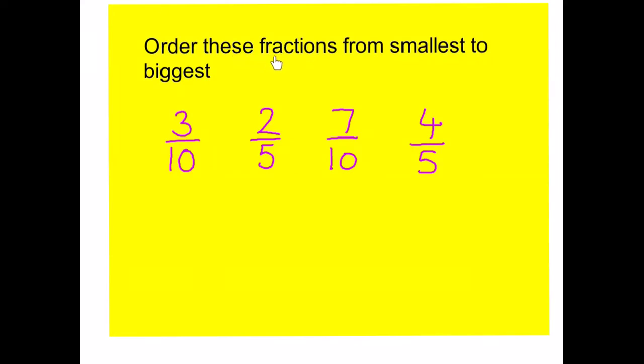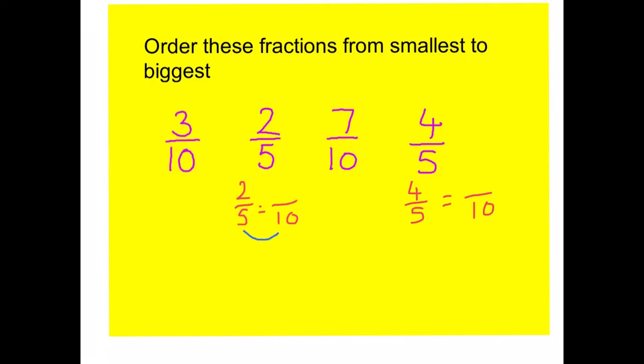Order these fractions from smallest to biggest. As we can see in this occasion, the denominator on the bottom is different. Some of them are tenths, some of them are fifths. Now to be able to order them, we need them all to have the same denominator. So my 2/5, I need to turn it into tenths. The same with my 4/5, I need to turn it into tenths.